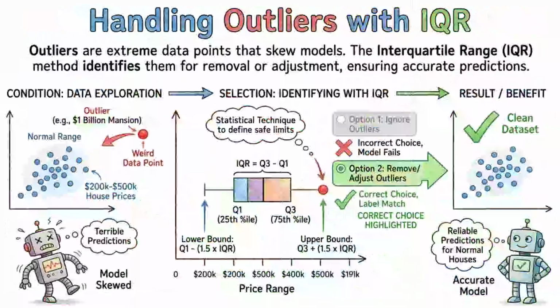Another massive challenge you will face during data exploration is dealing with outliers, which are weird data points that sit far outside the normal range. Imagine a database of normal house prices where one mansion is accidentally listed for $1 billion. This massive outlier will violently pull your mathematical model in the wrong direction, causing it to make terrible predictions for normal houses. Data scientists frequently use a statistical technique called the interquartile range to mathematically identify these outliers so they can be safely removed or adjusted before the training phase begins.